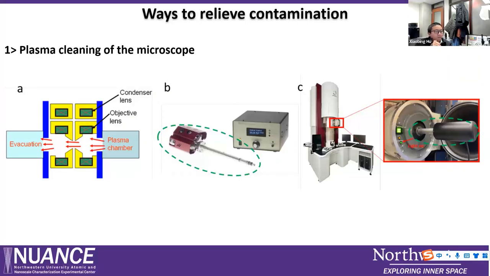So the good thing is, last year, my colleague Paul in our epic, our proposal was awarded by OR. So now we have already purchased the plasma cleaner holder. It's a very special, unique holder. You can use this holder to do a plasma cleaning of your microscope chamber. This is very efficient. You just load the holder in and do some plasma cleaning for less than 5 minutes. Then you can remove most of the hydrocarbon inside the microscope column. So this is one way to reduce the contamination of the microscope.